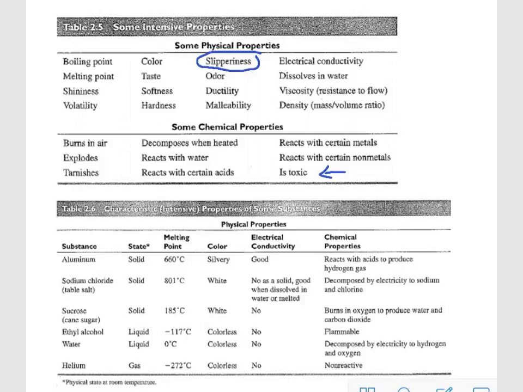The bottom table lists some properties, both physical and chemical, of some common substances. Aluminum, first on the table, is a solid, melts at 660, the color is silvery, and it's a good conductor. In terms of chemical properties, aluminum reacts with certain acids to produce hydrogen gas. We talked about table salt already. Sugar looks kind of similar to table salt. It's a solid, it's white. It melts much lower, however, and it does not conduct, whereas sodium chloride will conduct when you put it in water, and so on. The table has some good information.